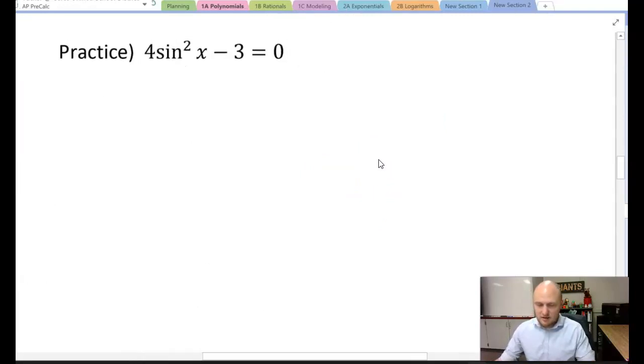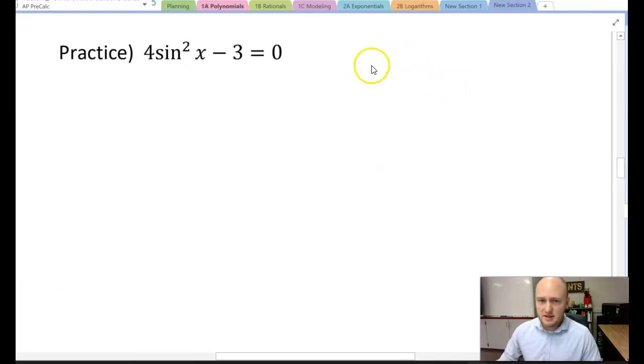Here's a practice example. Go ahead, pause me, and try this example. All right, hopefully you went ahead and tried this one.